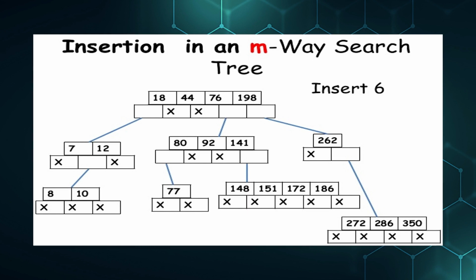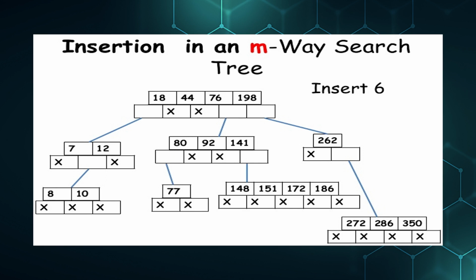First we have to cross-check with the root item. The first item is 18. We compare our new item with the already available item, that is 18. Here we see 6 is less than 18. That's why our pointer will be shifted and move to the left successor of 18.